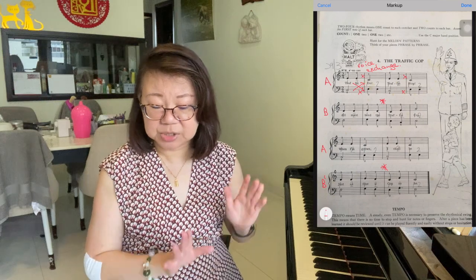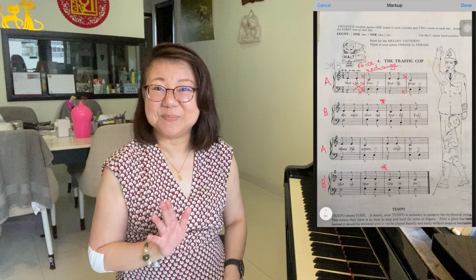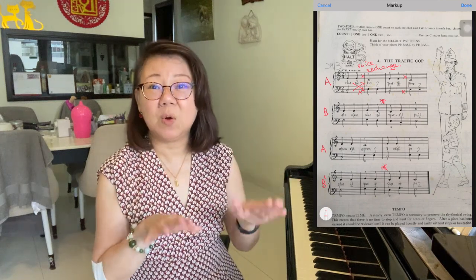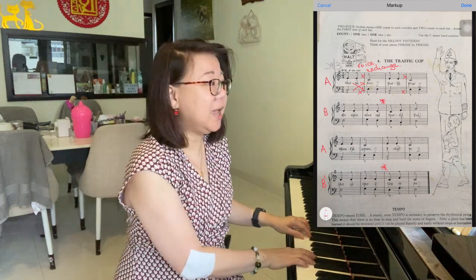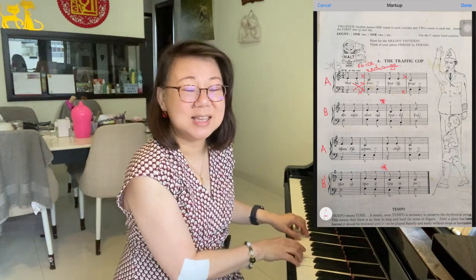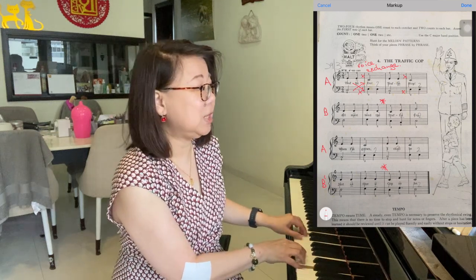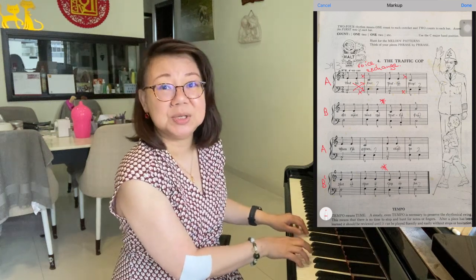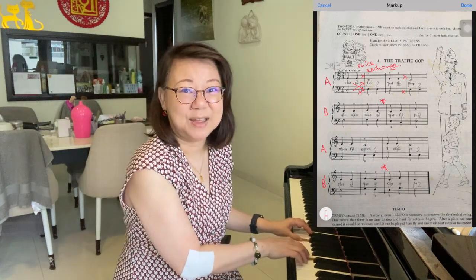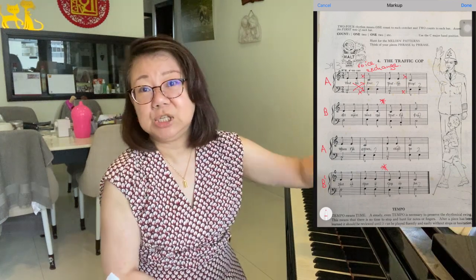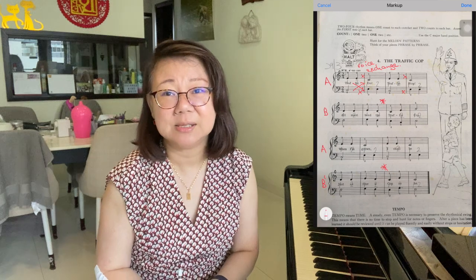They could say the words traffic, go, traffic, stop, and practice coordinating the hands. Okay, so once they can do this, have them put the fingers on the keys and then play out traffic, go, traffic, stop. Or they could say together, right, together, left, together, right, together, left. Give them a specific number of repetitions. You could say, do this 5 times.